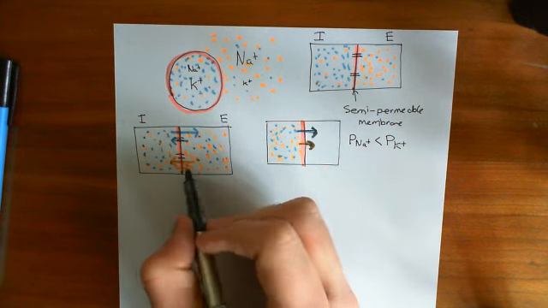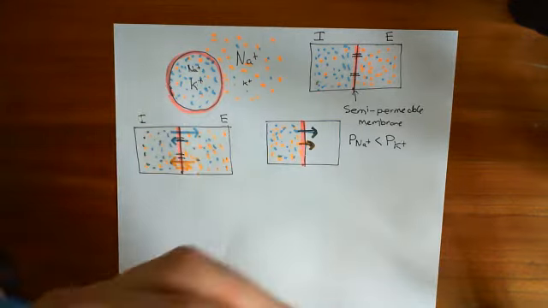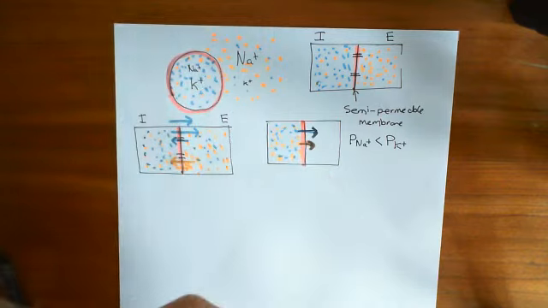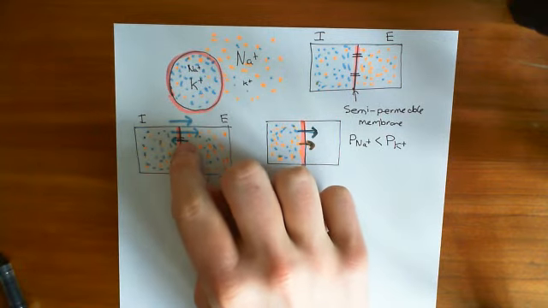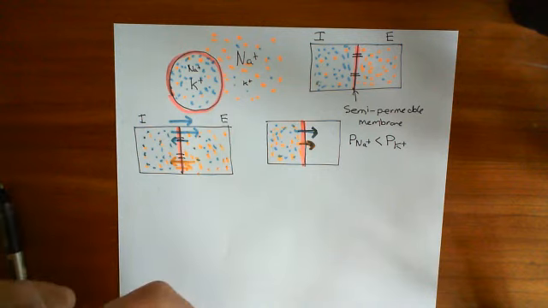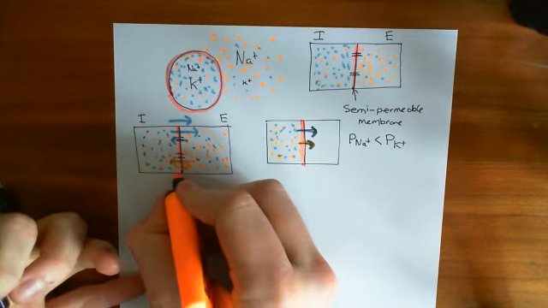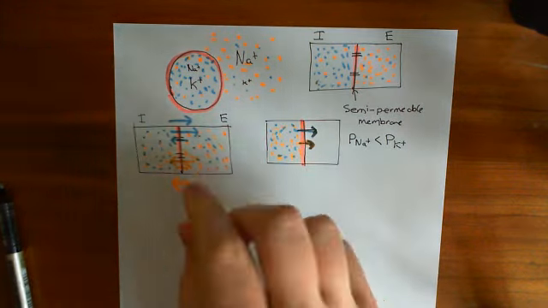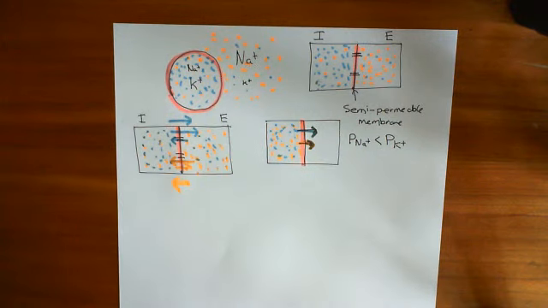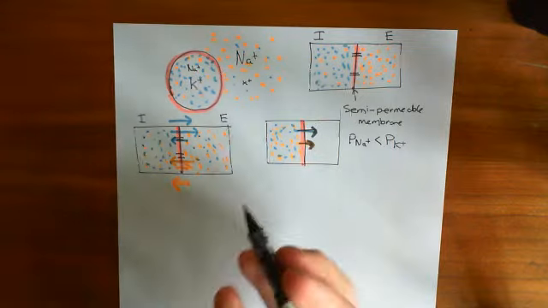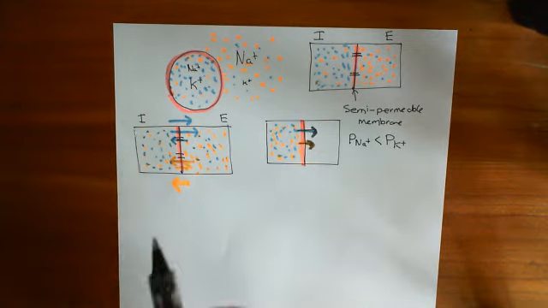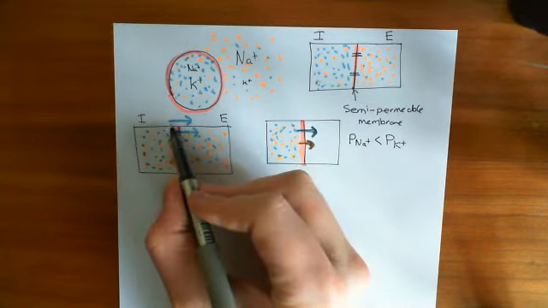So overall, you get a net movement of potassium this way. This arrow denotes the net movement, so it denotes this arrow minus this arrow. And you also have a net movement of sodium this way. Again, that one denotes the bigger arrow minus the littler arrow. So effectively, it's like adding vectors.